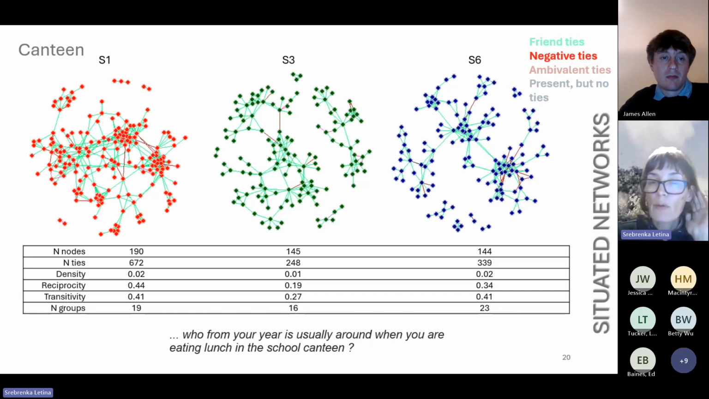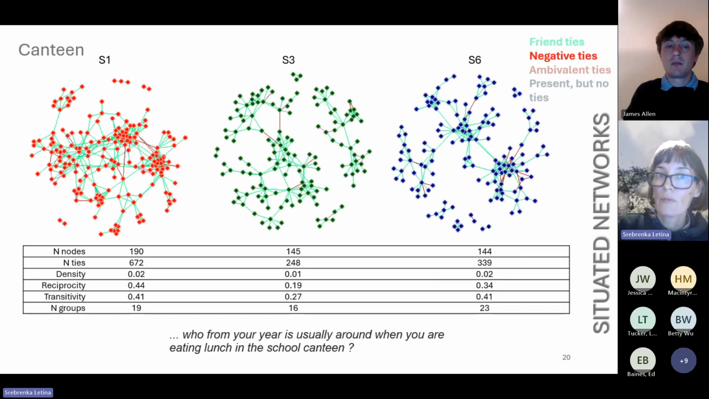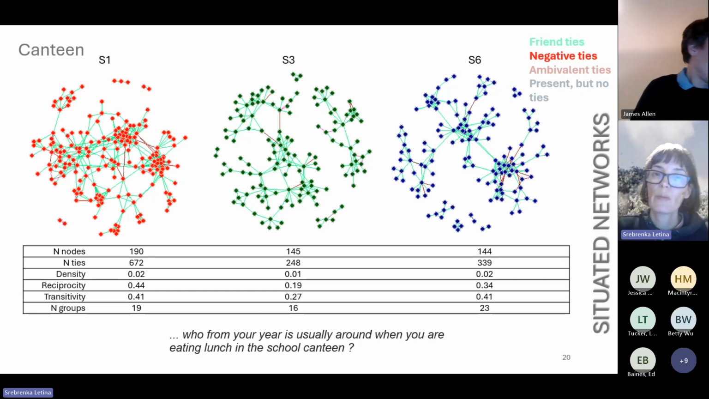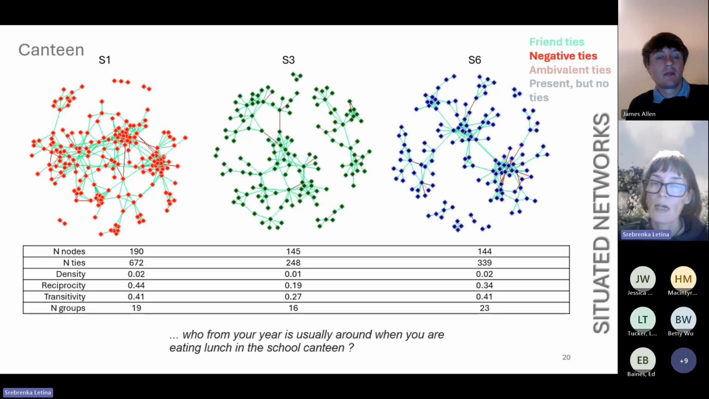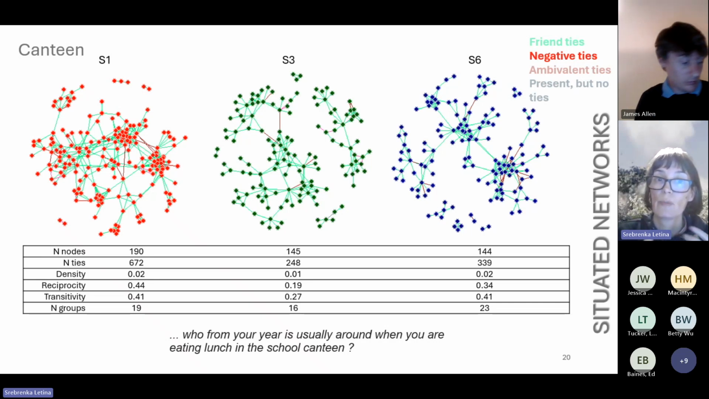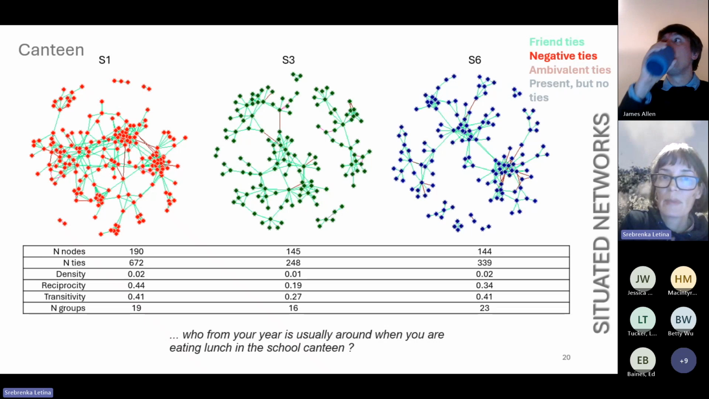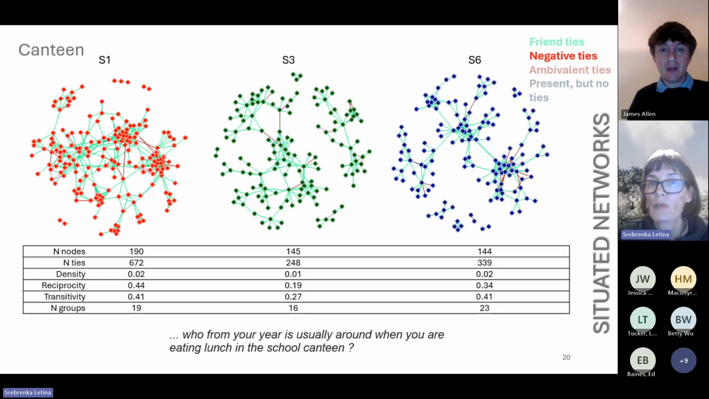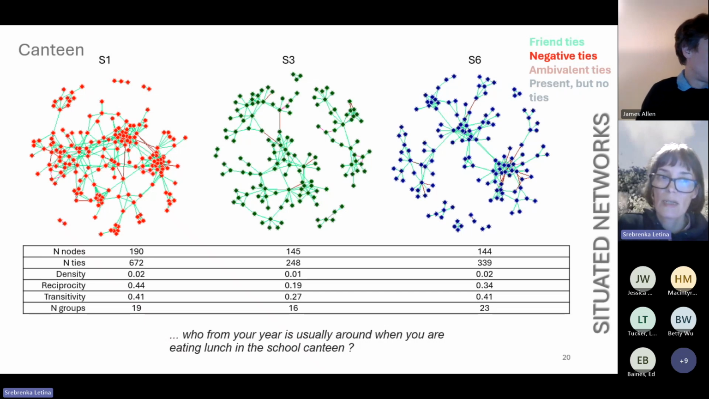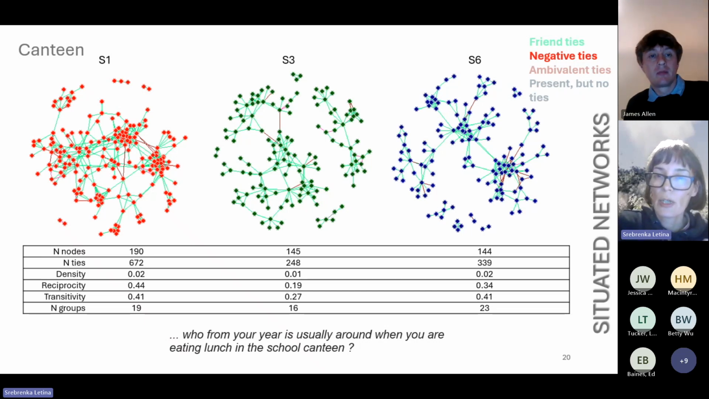And Emily described to you the process. We used option 1, as she said. That's why you see ties of different types, because we just ask who is around. We don't know what the relationship with them is. That's what we actually deduce from the information that we have about what they told us about their friends and about those that they don't get along with. So then we know what kind of relationship they have with them. But some people that they will name, they didn't name as a friend or as an enemy. So we know that they're just there, they're present, but there is no tie. So all of that may be important when you're looking at the stress that this particular situation, like eating lunch in the canteen, creates.